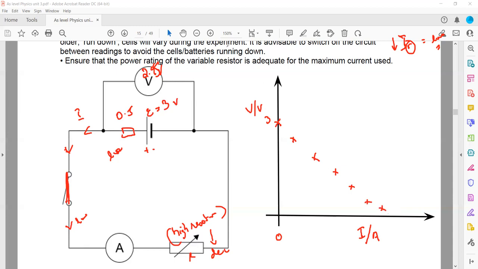When we join these points and draw a line, the y-intercept on the y-axis is known as the EMF of the battery, and the negative gradient, minus R, gives the internal resistance. So when we work out minus the gradient, that will give us the internal resistance of this cell. Is it clear, this one?